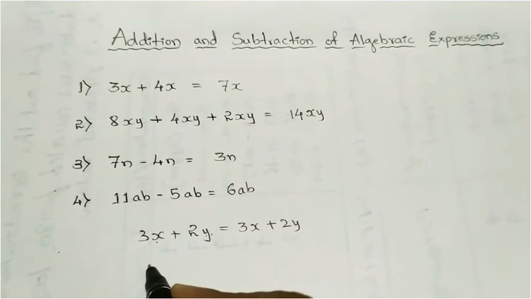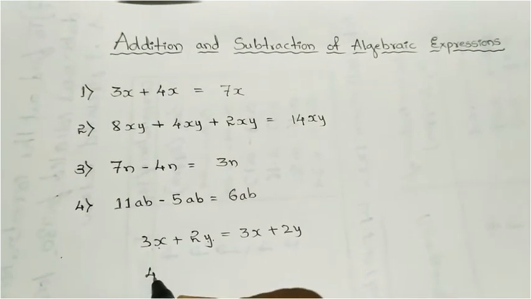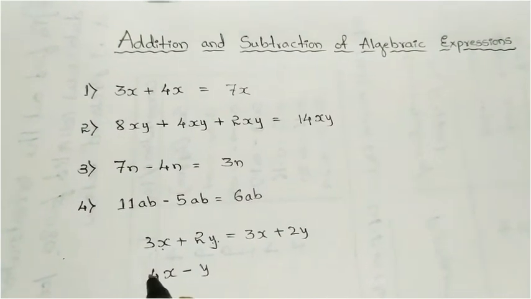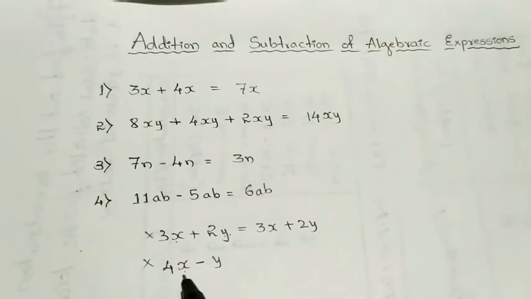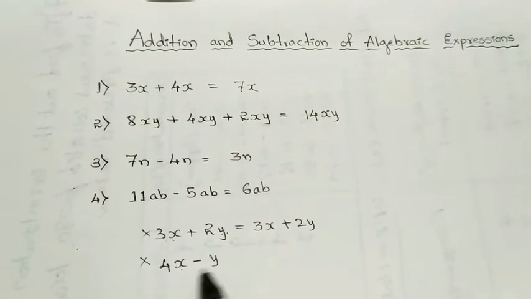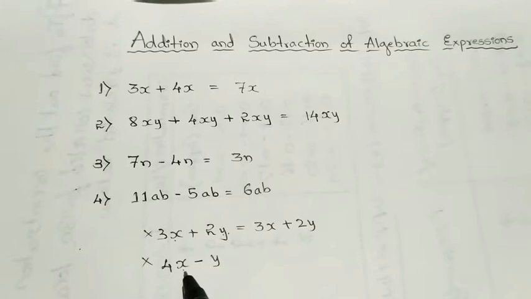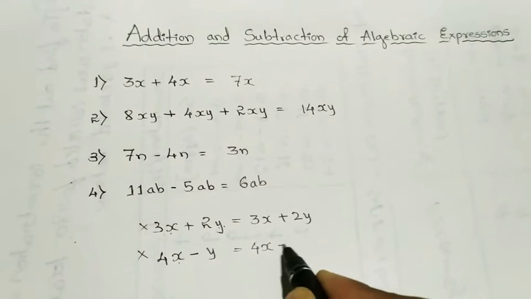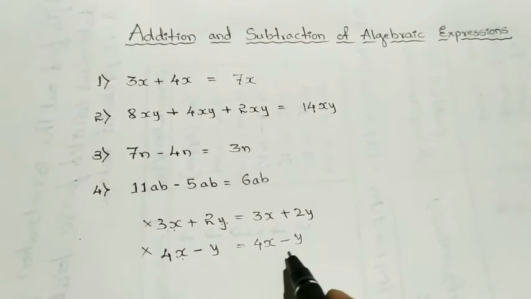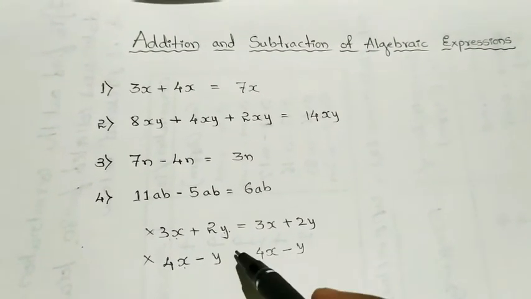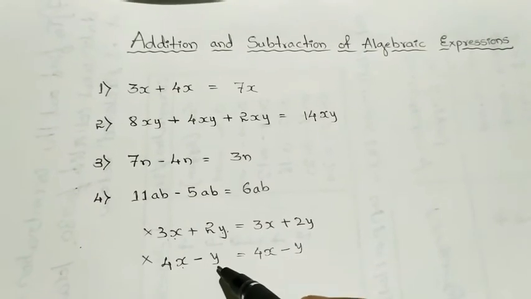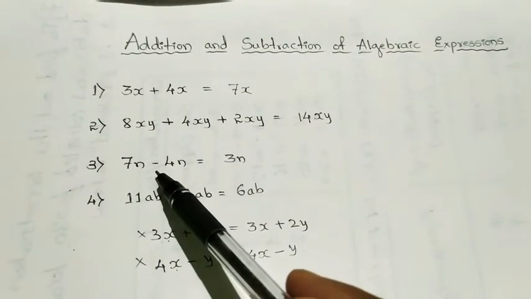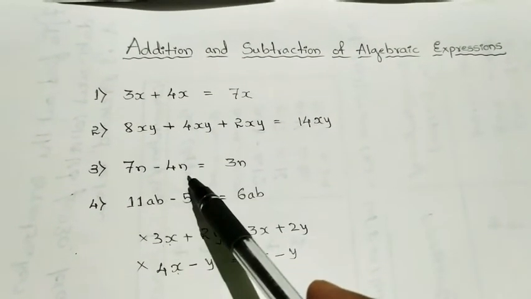Okay, the same thing applies in subtraction also. If I take 4x minus y, here also we can't subtract. 4x and y both are unlike terms, so we can't subtract them. Again you have to keep it like that only, 4x minus y. So whenever unlike terms are there, we can't add as well as we can't subtract, but we can add when like terms are there, and similarly we can subtract when there are like terms.